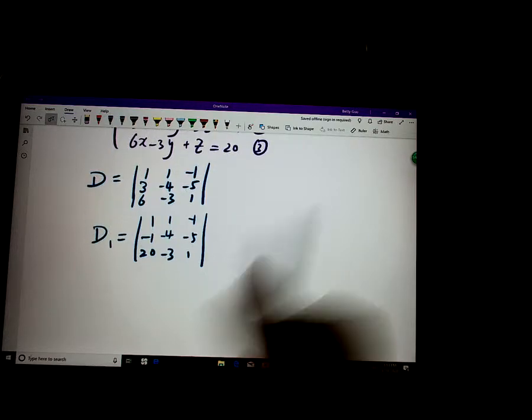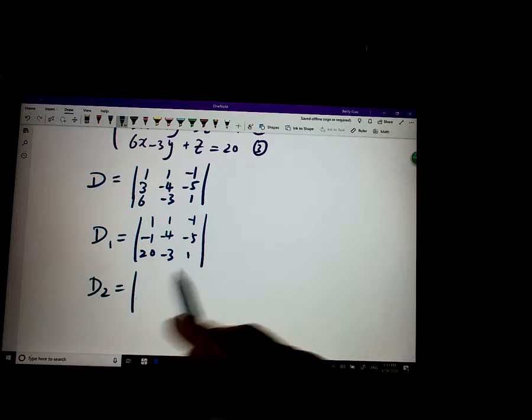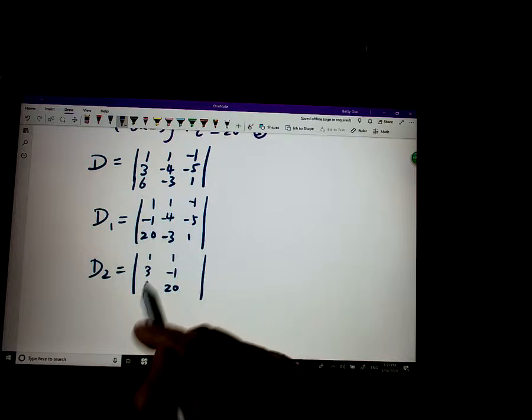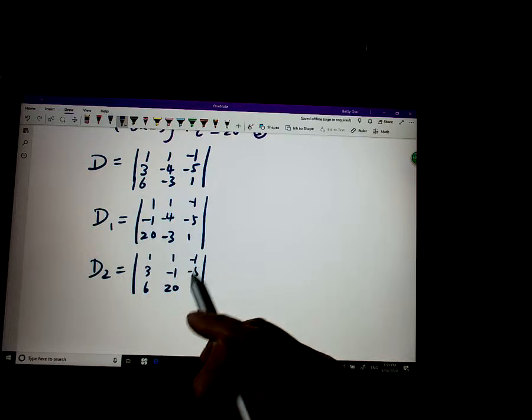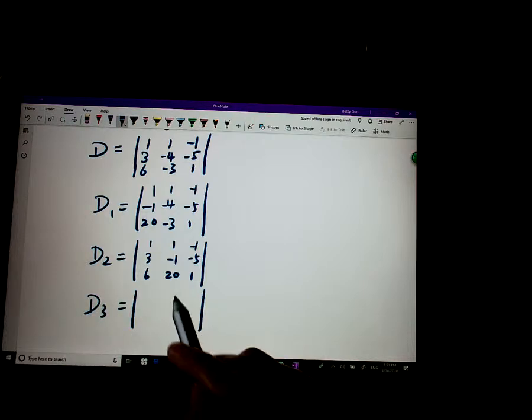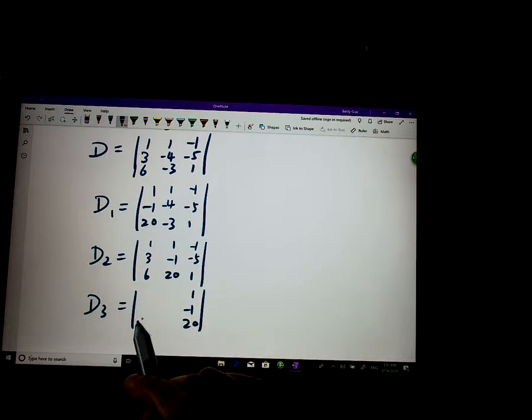And for D2, column 2 would be the constant terms, 1, -1, 20. Let me double check, 1, -1, 20. Columns 1 and 3 would be the same as D: 1, 3, 6, and -1, -5, 1. And for D sub 3, the last column, column 3, would be the constant terms, 1, -1, 20. The first 2 columns would be the same as D: 1, 3, 6, and 1, -4, -3. Okay?